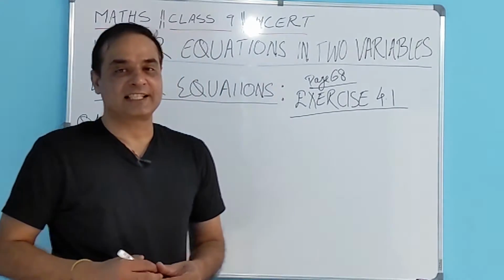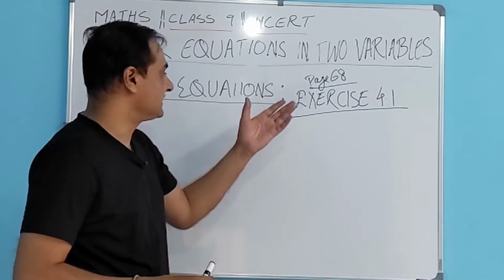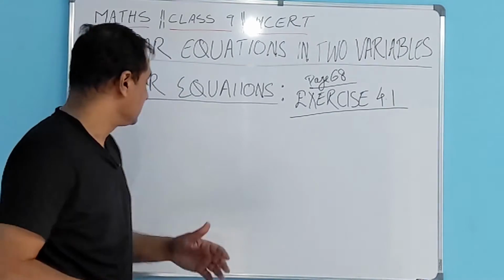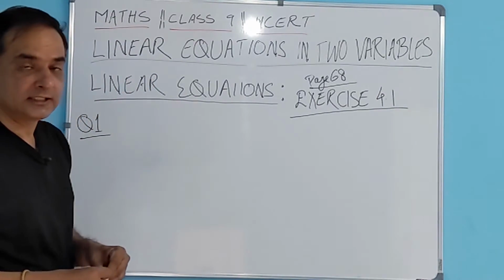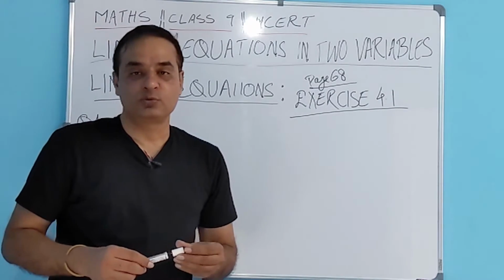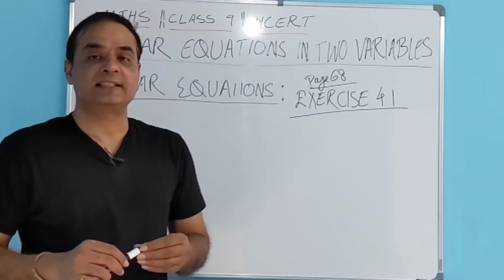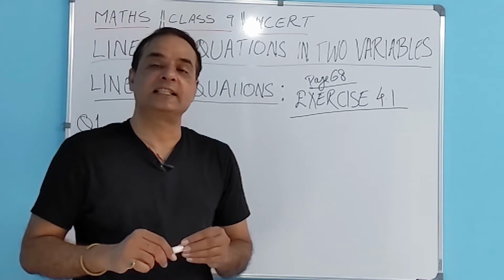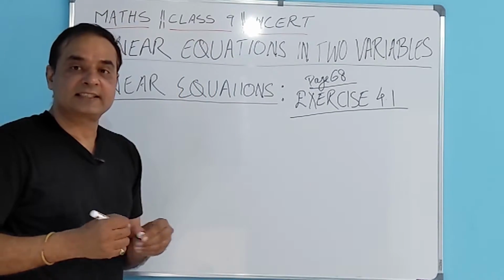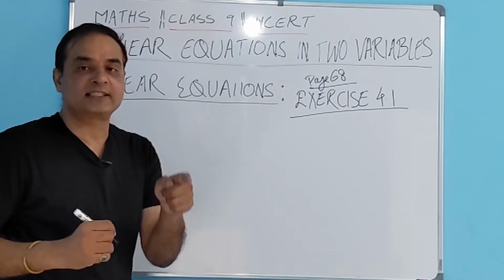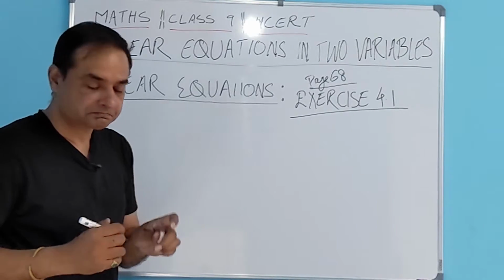Let's look at exercise 4.1, which is given on page 68, and this is for linear equations in 2 variables. So we'll be looking at question number 1. The question is, the cost of a notebook is twice the cost of a pen. Write a linear equation in 2 variables to represent this statement. So it says cost of a notebook is twice the cost of the pen.